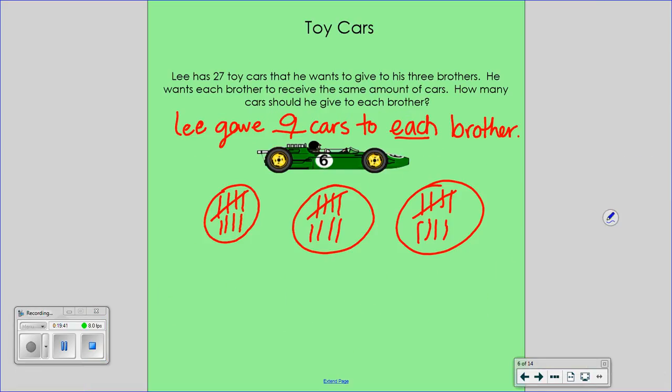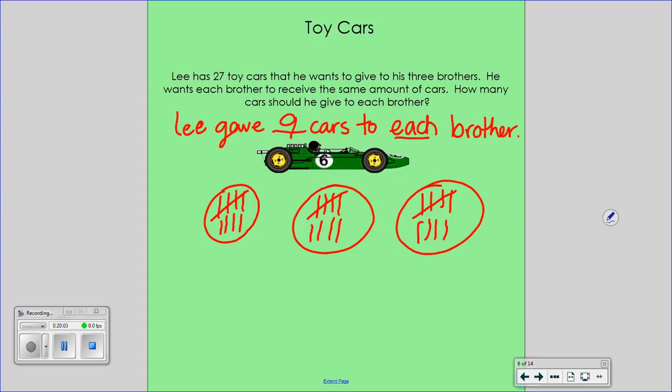Caleb? 9. No. Nope. It's not going to start with 9. Cheyenne? 3. Nope. Think about when we were dividing ourselves. Did we start with how many people ended up in each group? No.